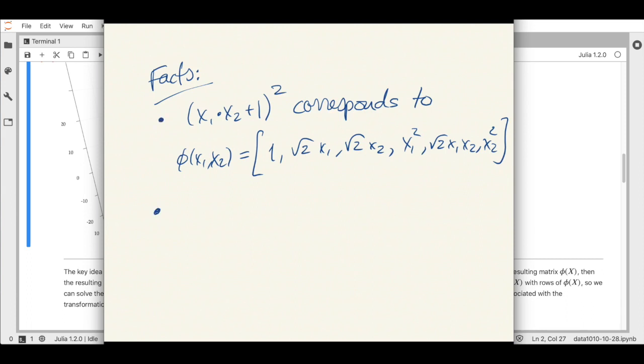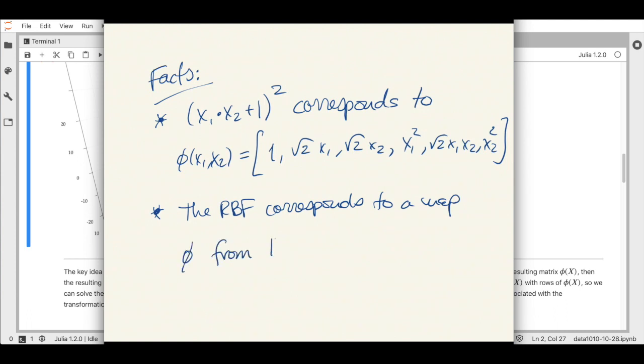And the radial basis function actually corresponds to a map from your original feature space, let's say R^p, to an infinite dimensional vector space. So it's really important for this function that we don't have to deal with the actual map phi because it's not possible to work with it computationally.